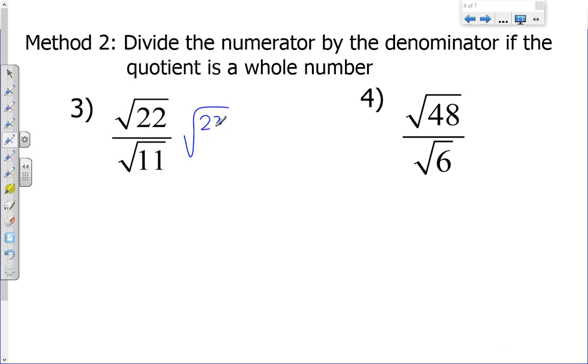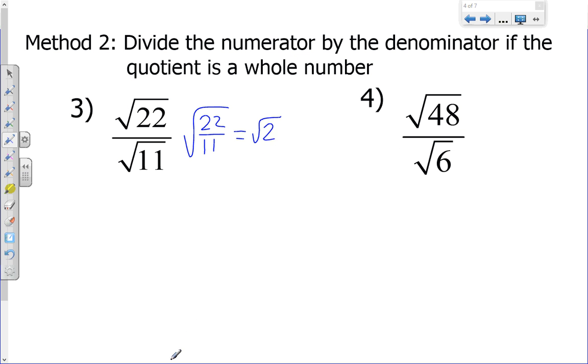So I'm actually kind of going in the reverse order of what we did in method number 1. I don't have a fraction under the radical. I've got 2 separate radicals, but because they can actually divide each other out, I'm going to make it one fraction. What is 22 divided by 11? 2. I still have the square root because all you've done is divide, and so we have square root of 2. This looks like the problems that we gave you yesterday.